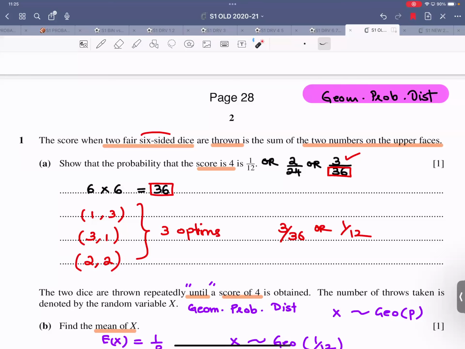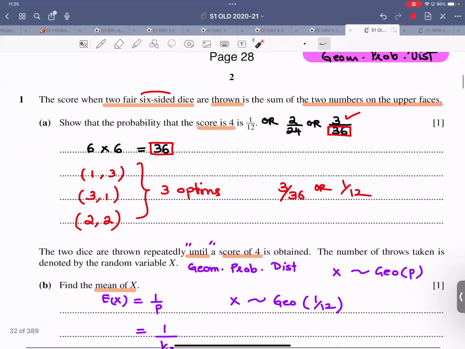Now the next thing, it says the 2 dice are thrown repeatedly until a score of 4 is obtained. So the answer of part 1 is the probability of success. Until is there, that means it's geometric. Number of trials is not fixed, that further means it is geometric. The number of throws taken is denoted by the random variable x. Find the mean of x.